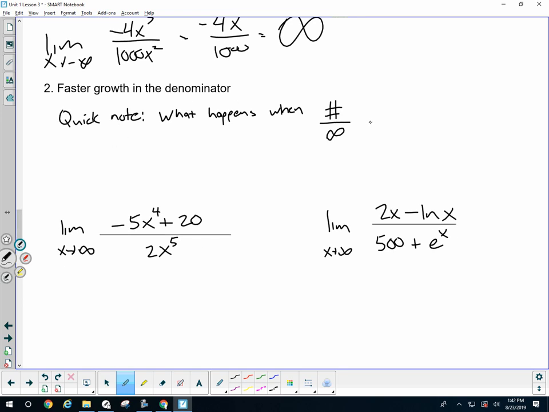Slower over faster. Now, you can think about a number divided by infinity. We already talked about it. 1 divided by, continue to add zeros, add zeros, add zeros, add zeros. What's happening to this fraction? Getting smaller and smaller and smaller, approaching 0.